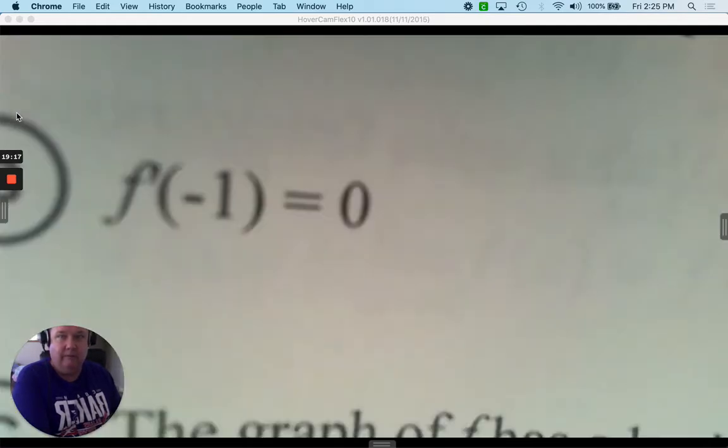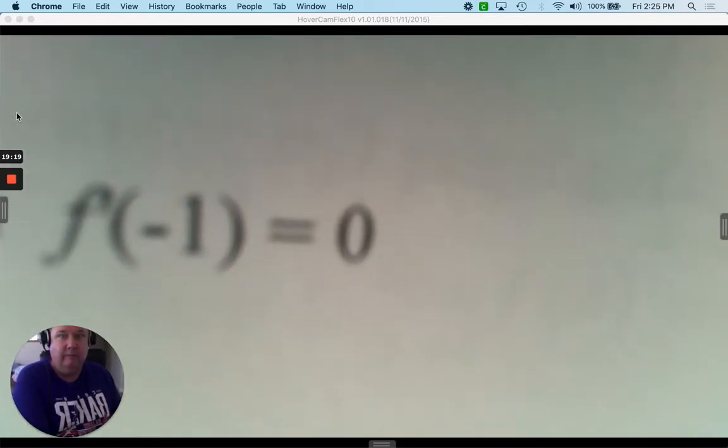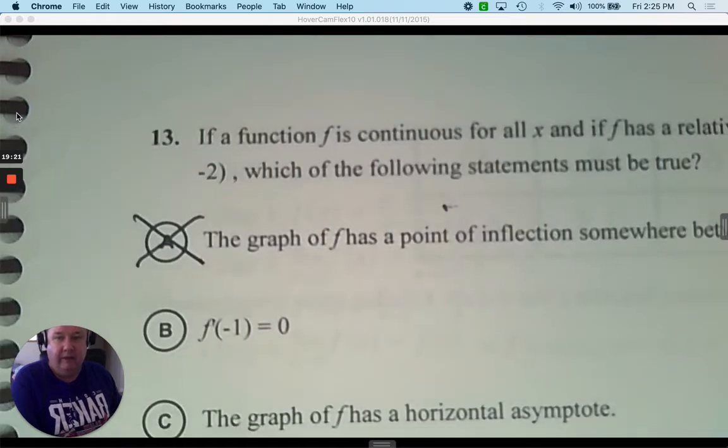My camera's flashing. I'm going to try to get it to stop. See if I get it to stop.